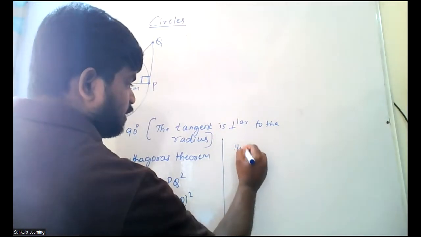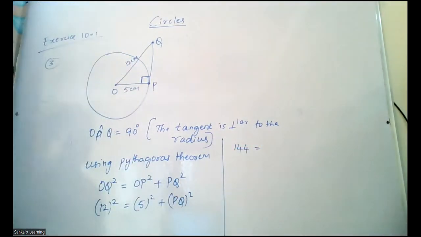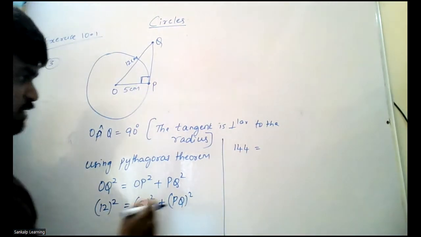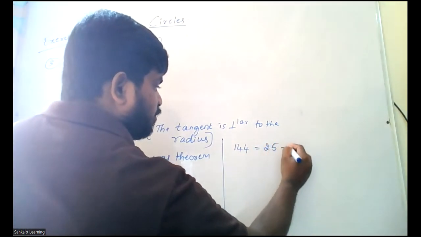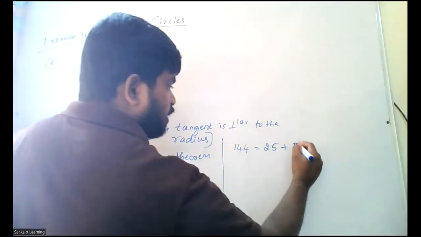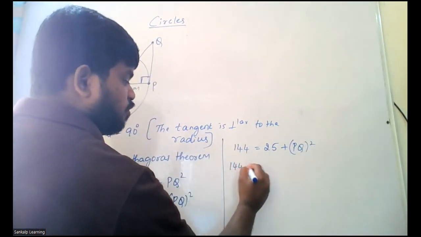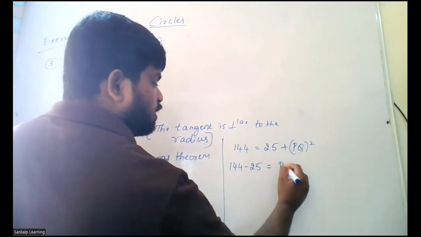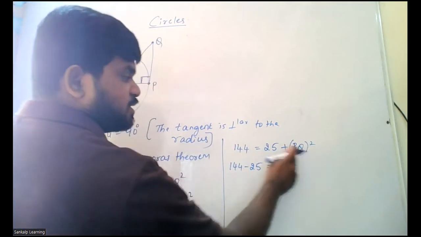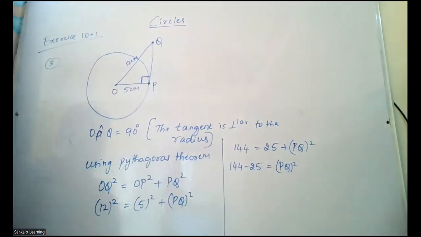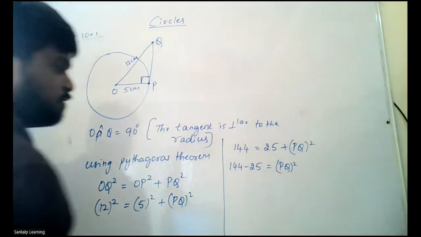12 square is equal to 144. Next, 5 square is 25 plus PQ square. Get this 25 to this side. 144 minus 25 is equal to PQ square. I need this, I don't want it, so send it to the other side. Okay, 144 minus 25. So you get how much?